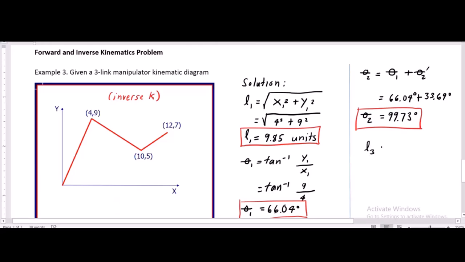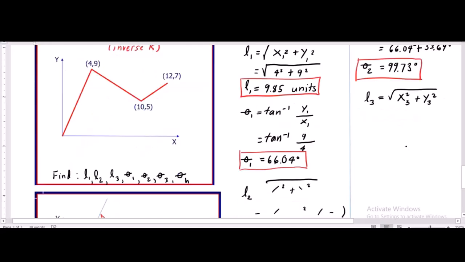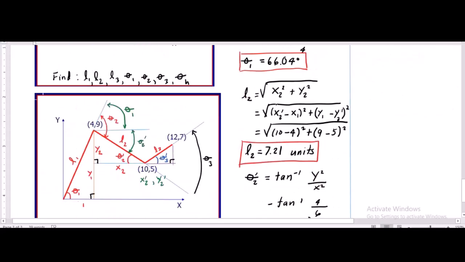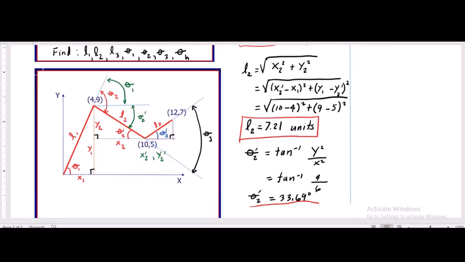So again, L3 is equal to square root of x3 squared plus y3 squared. The next thing is how can we determine the x3? Go back to the graph. Look at the graph. Where is the x3? That's the question. So the x3 is here. From here to here is our x3. From here to here up is our y3.